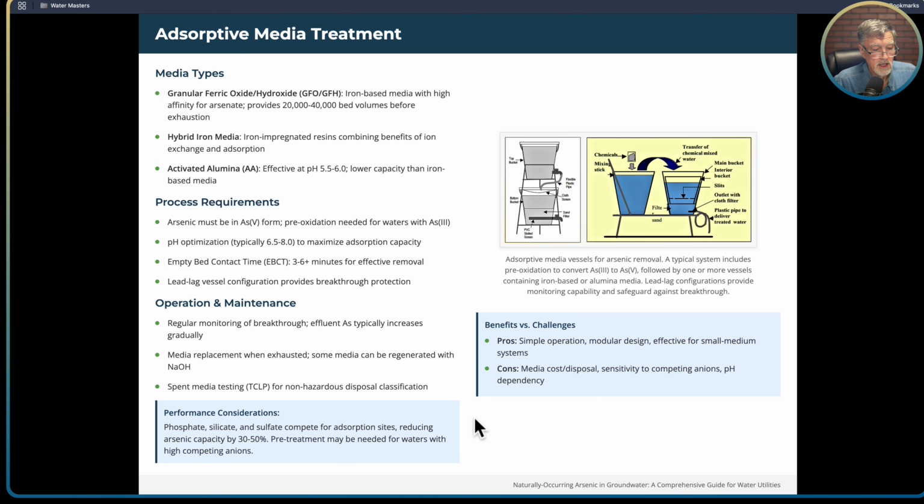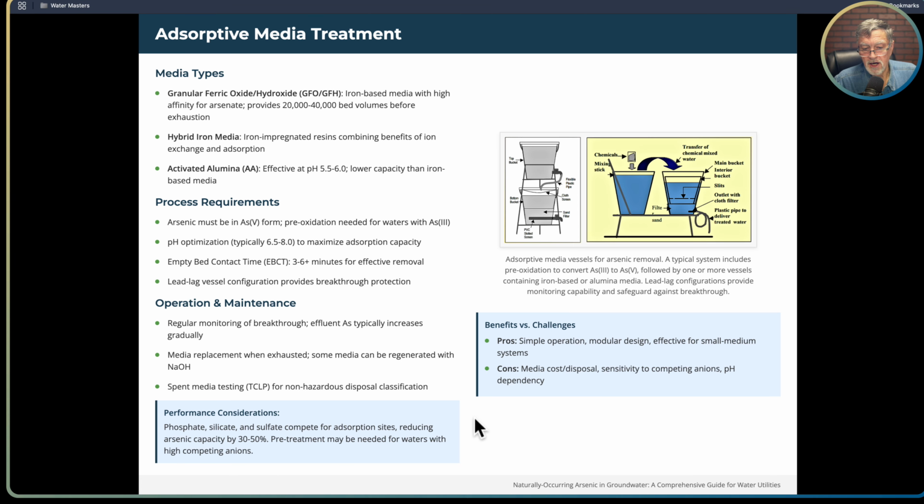dispose of it. So performance considerations, as we mentioned earlier, phosphate, silicate, and sulfate compete for adsorption sites, and it reduces arsenic capacity by 30 to 50%. Pretreatment may be needed for waters with higher competing anions. So you're going to need to know your chemistry going into this and understand that if you have phosphate, silicate, and sulfate, you may need to pre-treat for those too. So you can start to see this can become a little bit complicated sometimes.